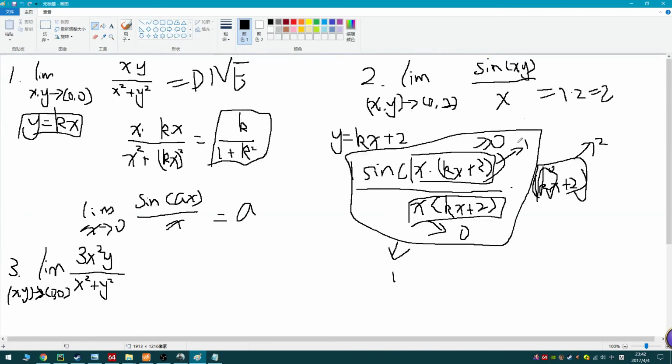Okay, and we have another way to do this question, which is a little simpler. Let's do it, but it's basically the same concept. So let's say sine, let me erase this part.